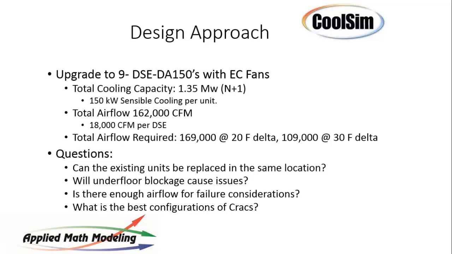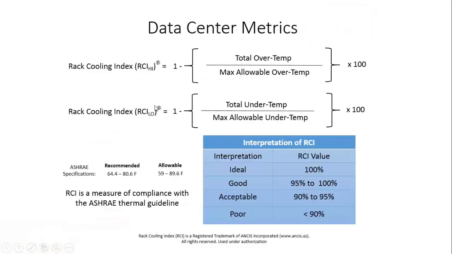So the questions become, can we put the units in the same place? What about the blockage underfloor? What about fan curves? These particular units aren't quite as strong in terms of their capacity to deliver air as the centrifugal fans are. These are radial fans. They blow out. And then what's the best configuration of the CRAC units?